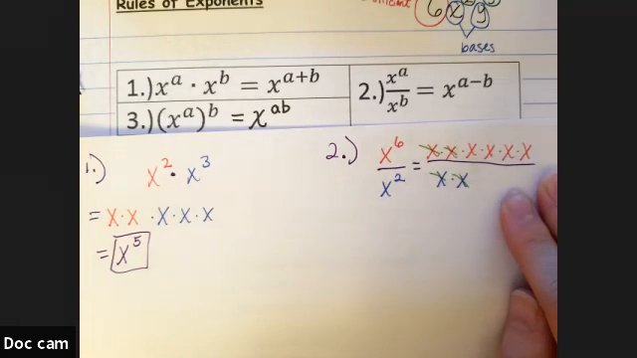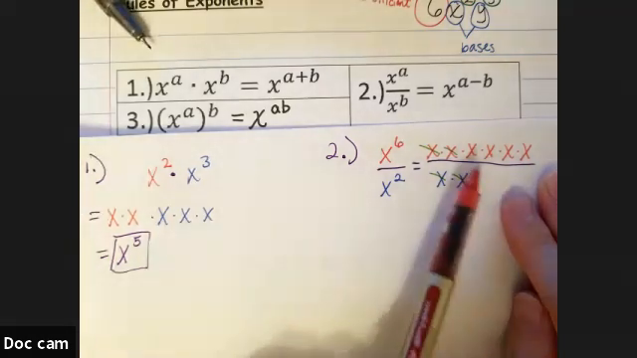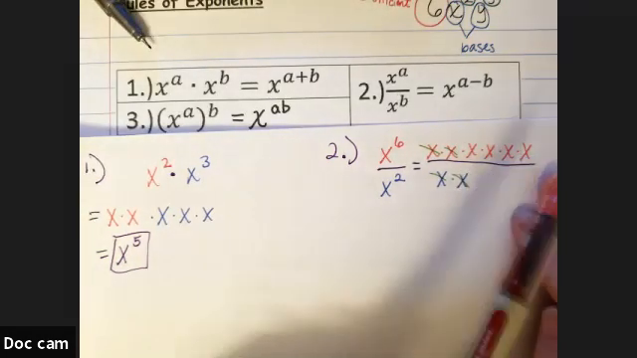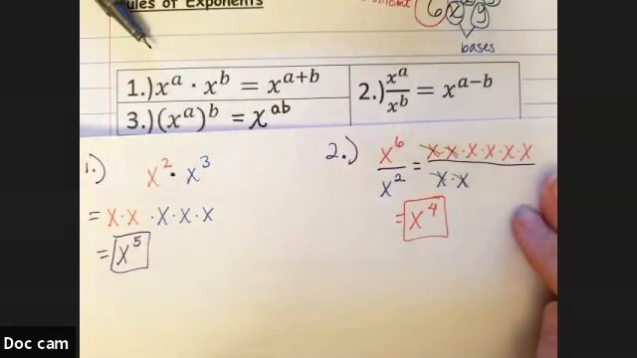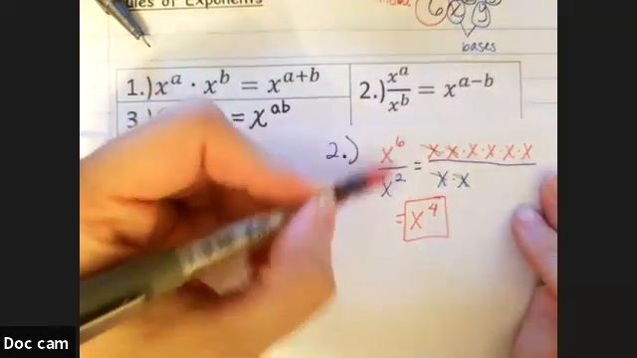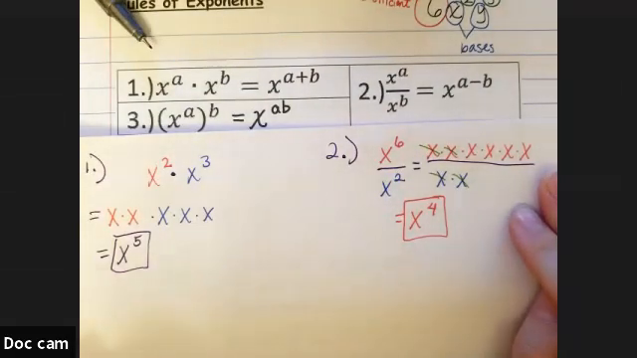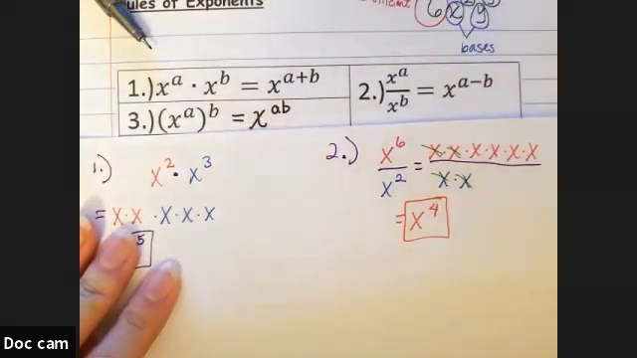And now what I have left is x times x times x times x, or in other words, I could just call that x to the 4th power for my final answer. Or as a shortcut, I could have just subtracted those.